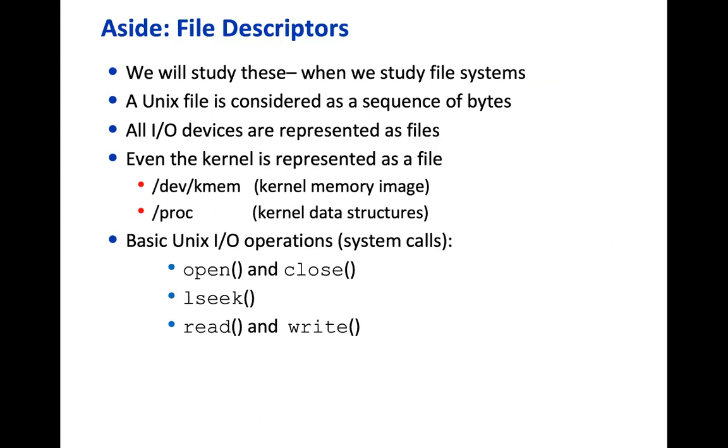Okay, a file in general is a sequence of bytes. Any file can be treated as a sequence of bytes. Now, I/O devices in general are represented as a file in a system. Even the OS is considered a file; it will be there in a file. So file is a very important concept which we'll study later. We'll spend about 5-6 lectures on that.